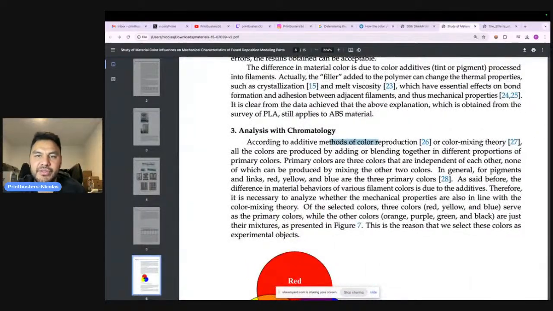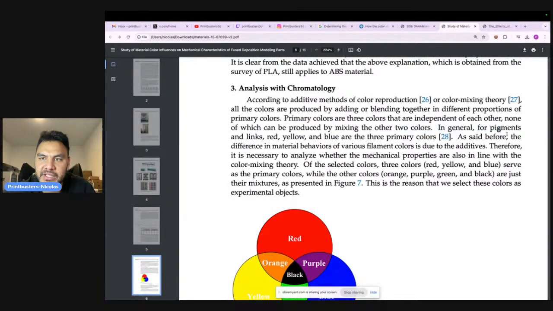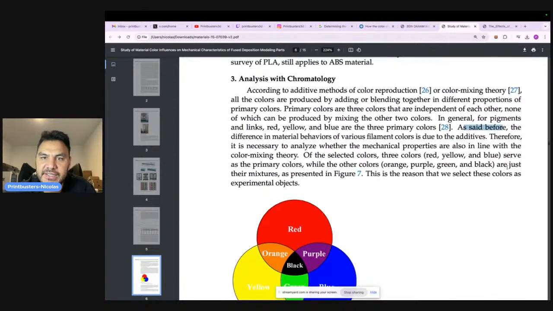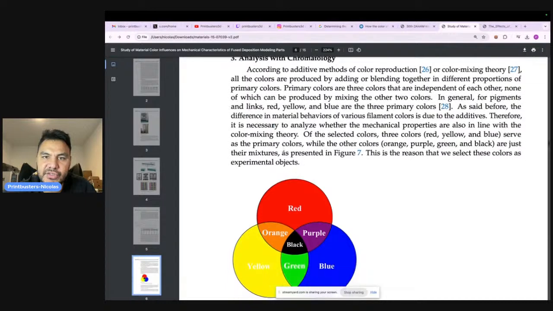According to the additive method of color reproduction or color mixing theory, all the colors are produced by adding or blending together in different proportions primary colors or three colors, depending on blah, blah. In general, for pigments and inks, red, yellow, and blue are the primary colors. As said before, the difference in material behavior of various filament colors is due to the additive. Therefore, it is necessary to analyze whether the mechanical properties are also in line with the color mixing theory.